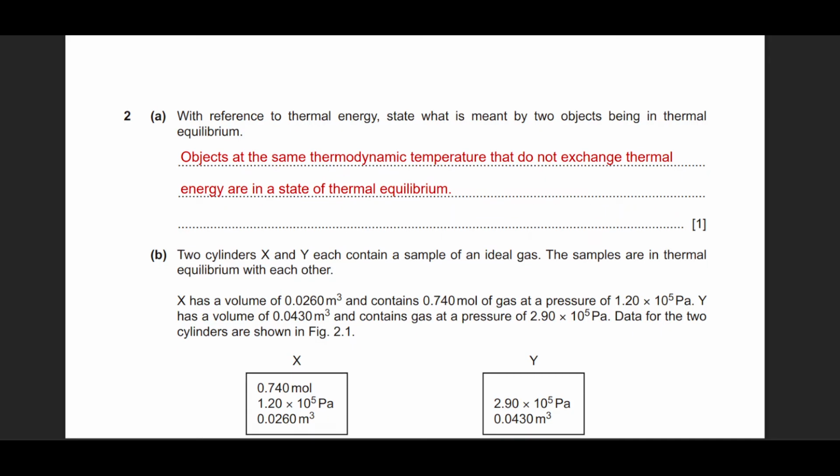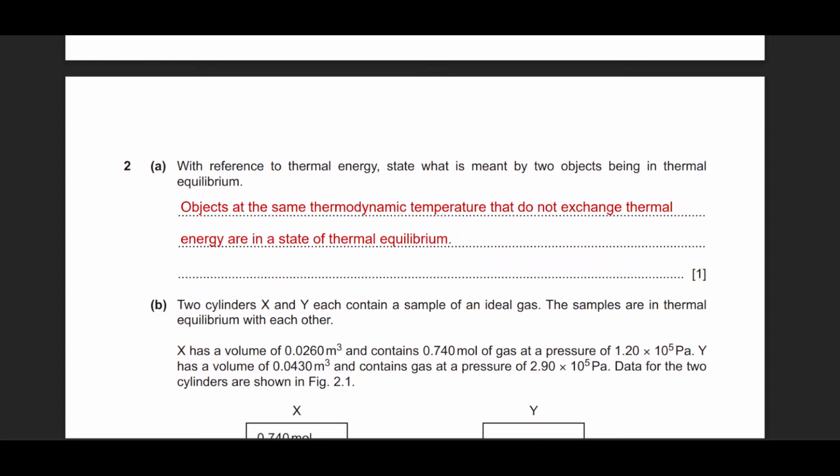Again, question number 2, it says, with reference to thermal energy state, what is meant by thermal equilibrium? So thermal equilibrium state means that any objects that are referred to as being in thermal equilibrium, their thermodynamic temperature is assumed to be constant, or assumed to be the same, so that no more further exchange of energy is taking place.